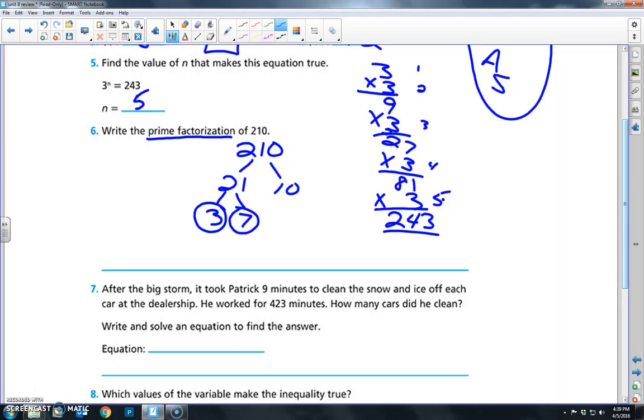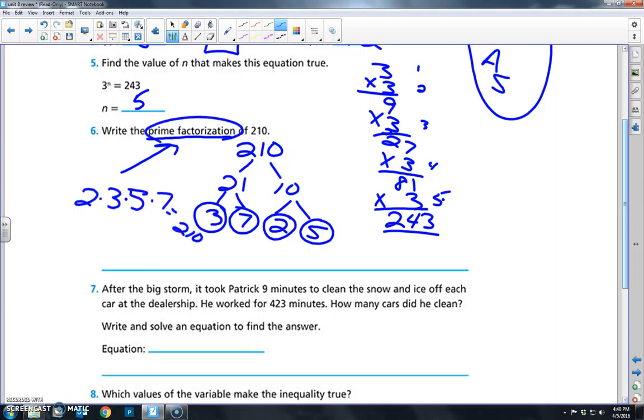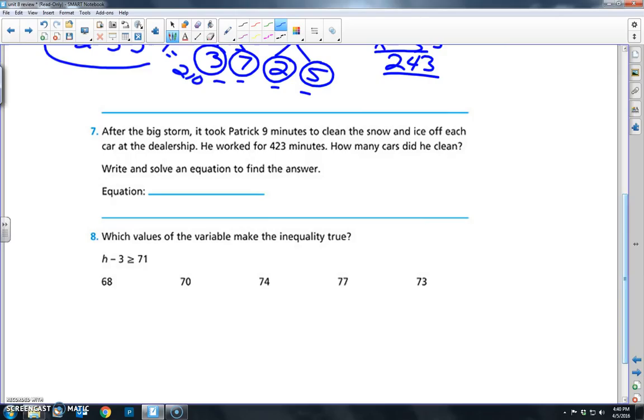Two numbers that go into 10: 2 and 5. Those are prime numbers as well. So the prime factorization, this right here, is 2 times 3 times 5 times 7 equals 210. That is what they're looking for when they're talking about the prime factorization. Go ahead and circle these when they are prime. Again, go ahead and pause the video anytime that you need to.